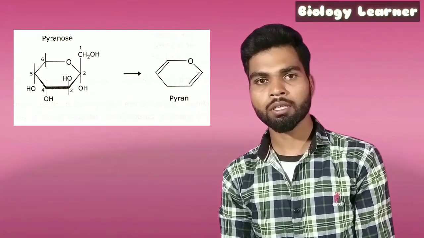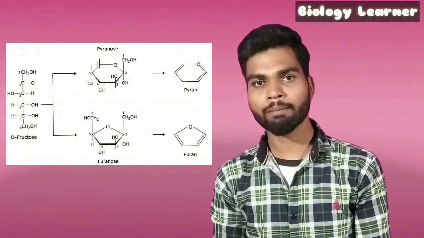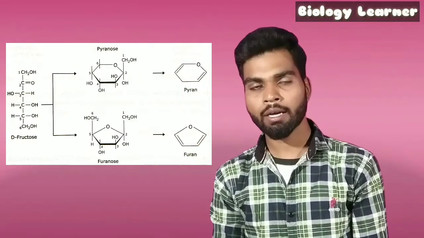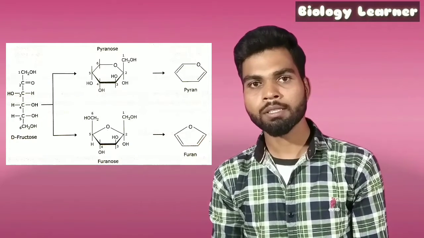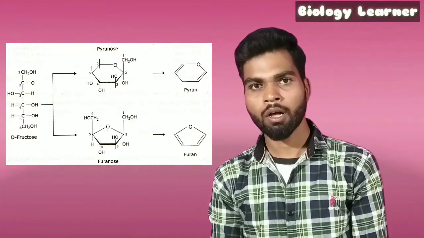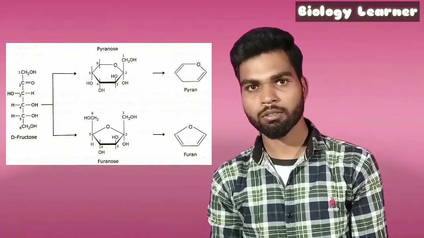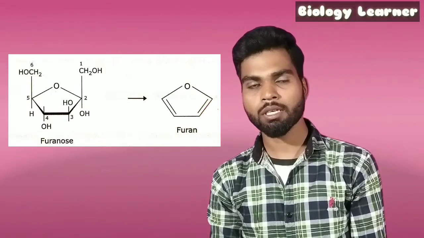The 6 carbon cyclic structure is called pyranose because it is similar to the pyran. Similarly, the keto group at carbon 2 in the open chain of a ketohexose reacts with the hydroxyl group at carbon 6 to form 6 carbon cyclic structure, or at the carbon 5 to form 5 carbon cyclic structure. The 5 carbon cyclic structure is called furanose because it is similar to the furan.